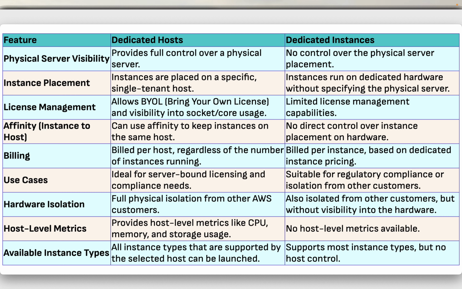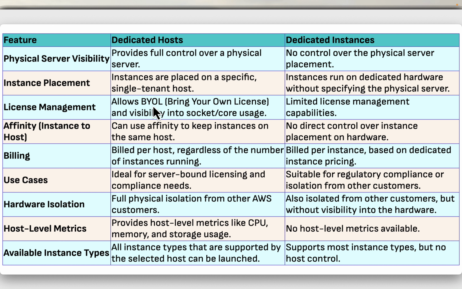So this slide will cover what is the difference between dedicated host and dedicated instances. So, physical server visibility. Dedicated host is the costliest one. Just remember, this is hardware, and this one, you don't have hardware. But let's go over the nuances. Dedicated host provides full control over the physical server. This one has no control over the physical server placement. Instance placement: instances are placed on a specific single tenant host. Instances run on dedicated hardware without specifying the physical server.